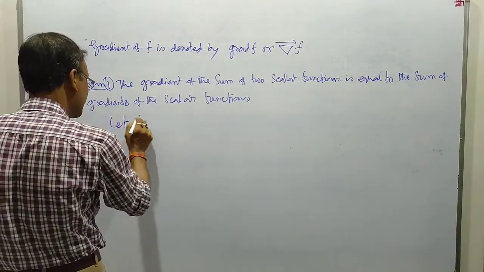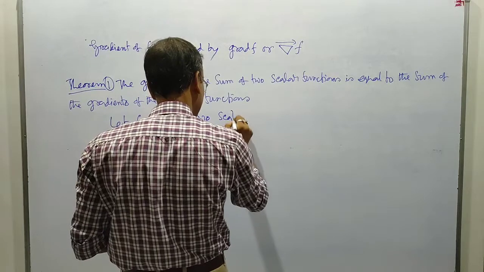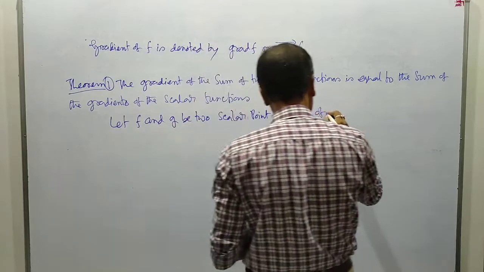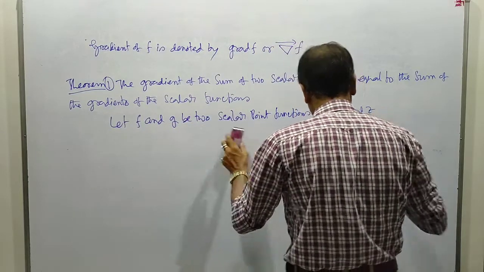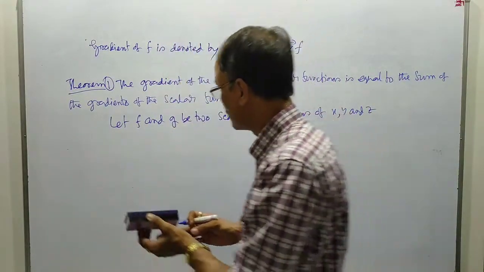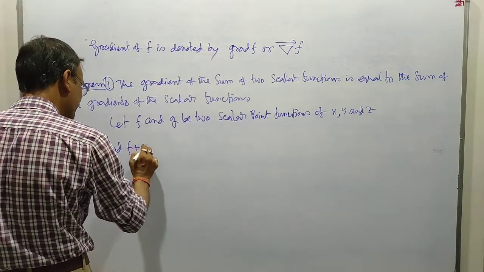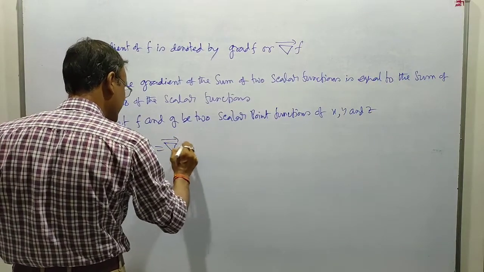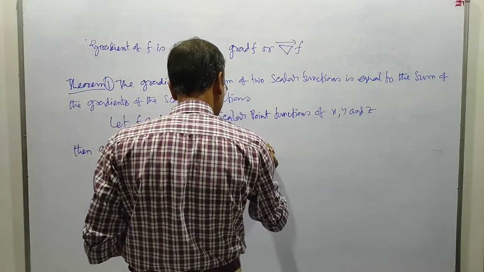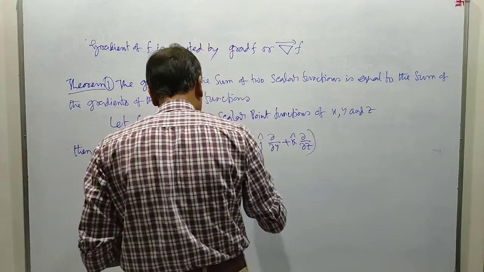Let f and g be two scalar point functions of x, y and z. Then gradient of f plus g is equal to i cap del/del x, j cap del/del y plus k cap del/del z of f plus g.